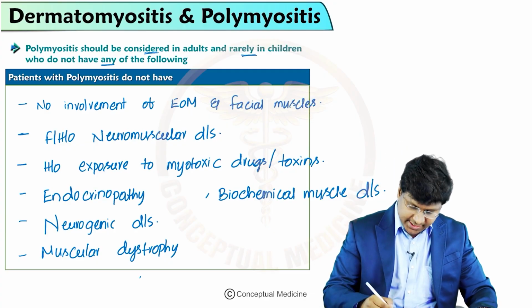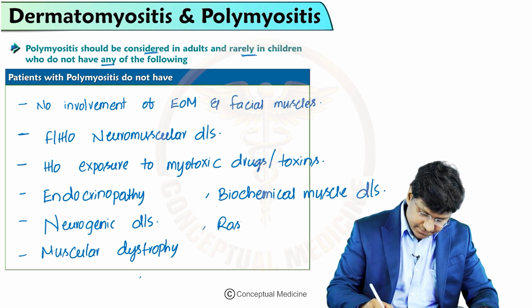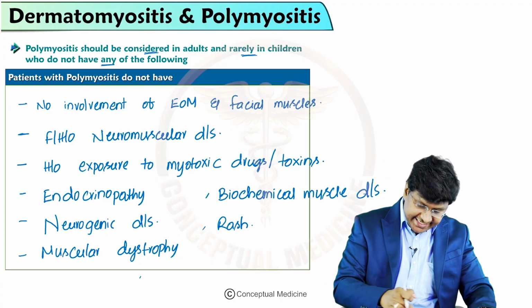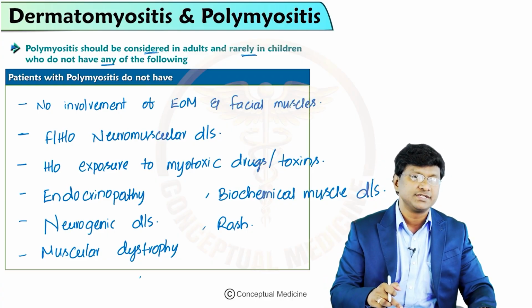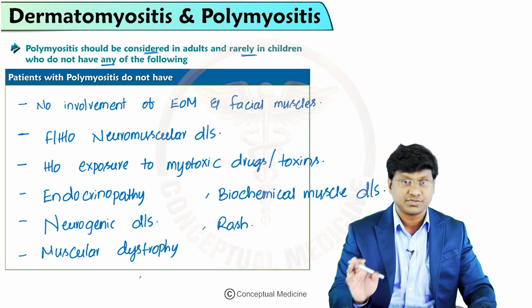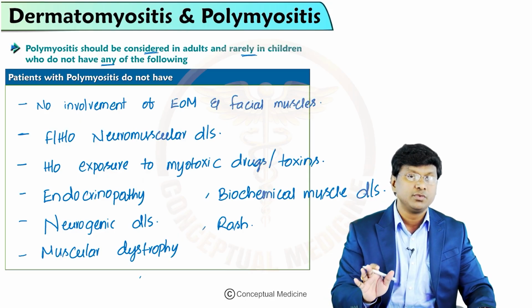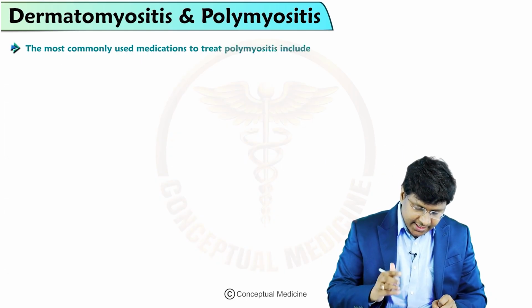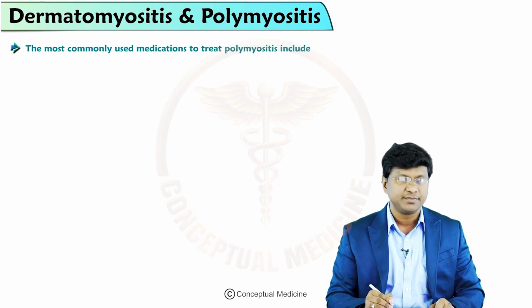And lastly, they should not have a rash, right? So these features, whatever I have discussed, should not be there in polymyositis, right? And it is always a diagnosis of exclusion. And how do you treat these patients with polymyositis?